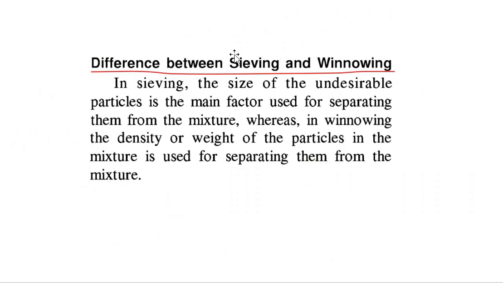Let's move on to find more about the difference between sieving and winnowing. You see, in sieving, the size of the undesirable particles is the main factor used for separating them from the mixture, whereas in winnowing, the density or basically the weight of the particles in the mixture is used for separating them from the mixture. Do you understand the factor? So in one place we are using the density or weight as the factor, and in another case we are using the size of the undesirable particle, of course, as the main factor.